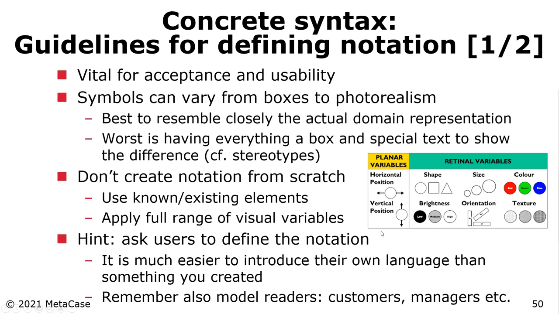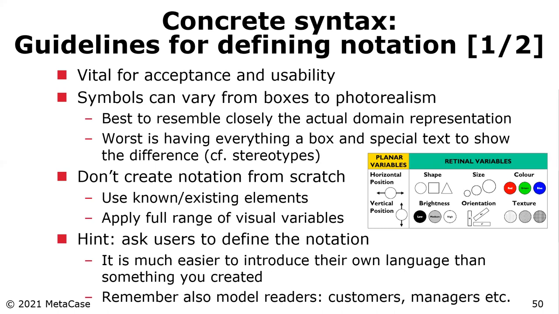Our notation should use, for example, different kinds of shapes. It should not be that all are rectangles, like in the bad case of UML stereotyping, where all are rectangles with a stereotype label meaning different things. It's much better that they are different shapes, sizes, colors, textures, brightness, or orientation, or that they bring some kind of position information. Because then it makes models easier to understand.